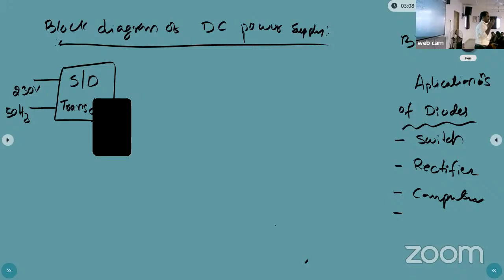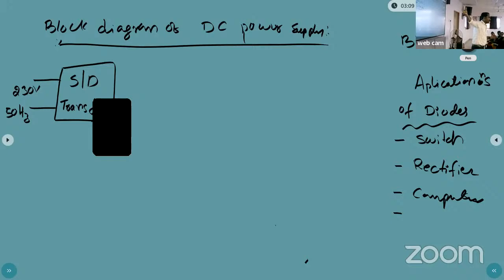step down transformer, and it gives the lower voltage. Another transformer, where the inputs are less and the outputs are more, is called a step up transformer. So step up is not required here.